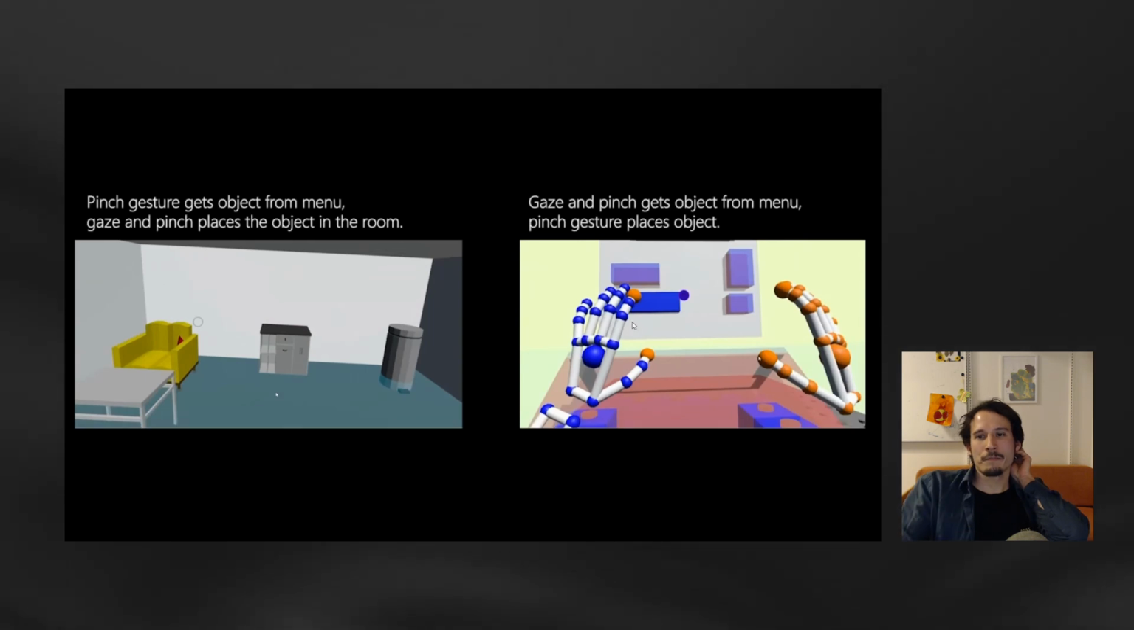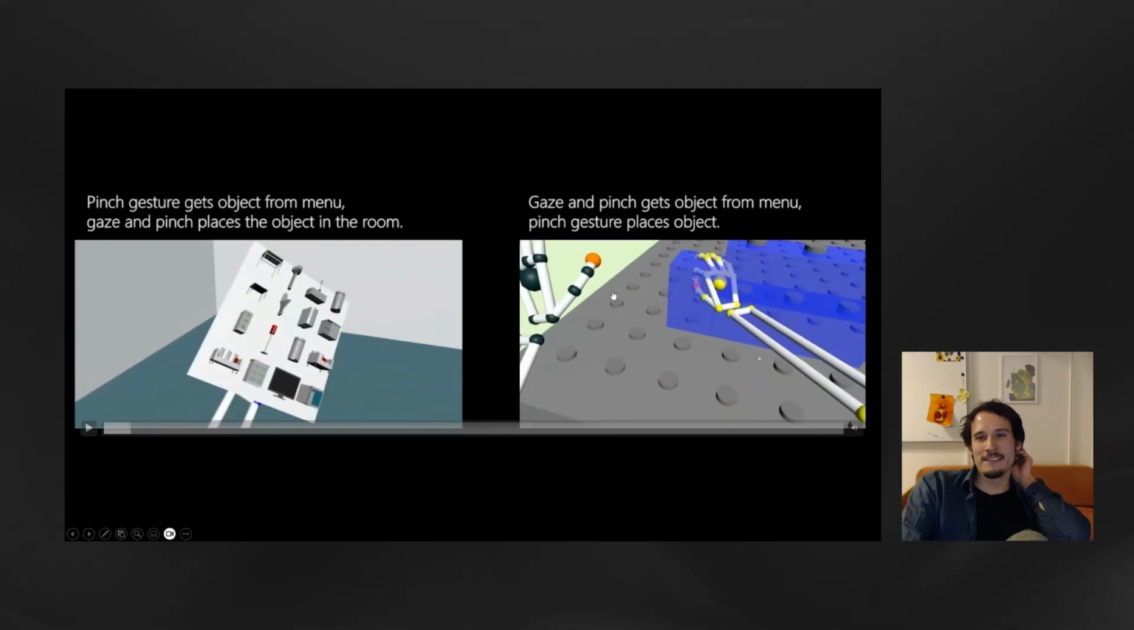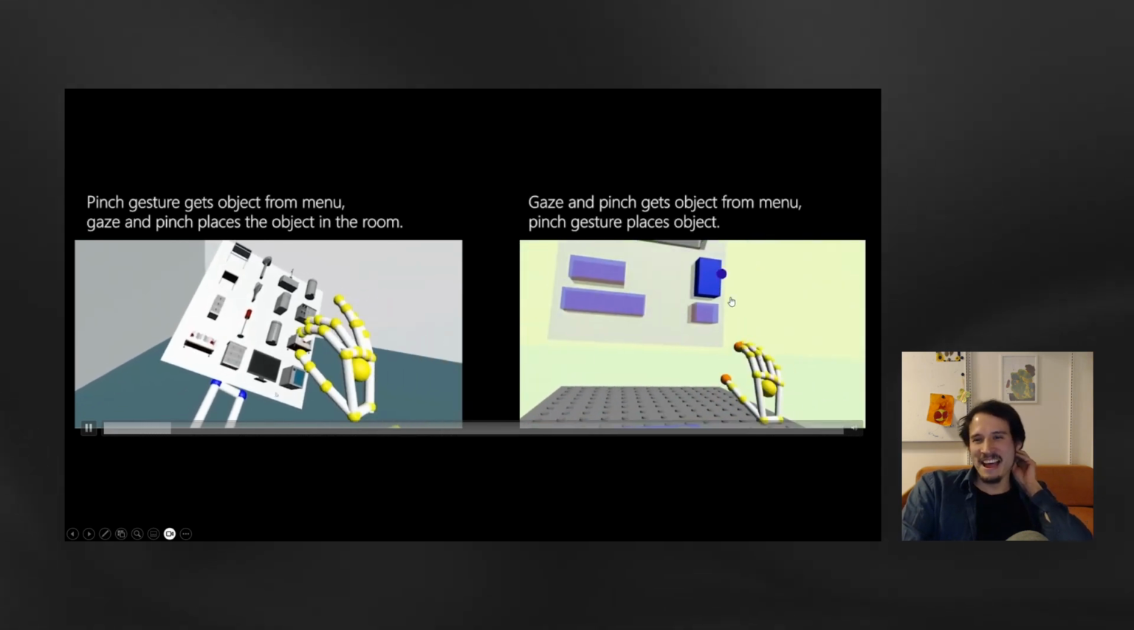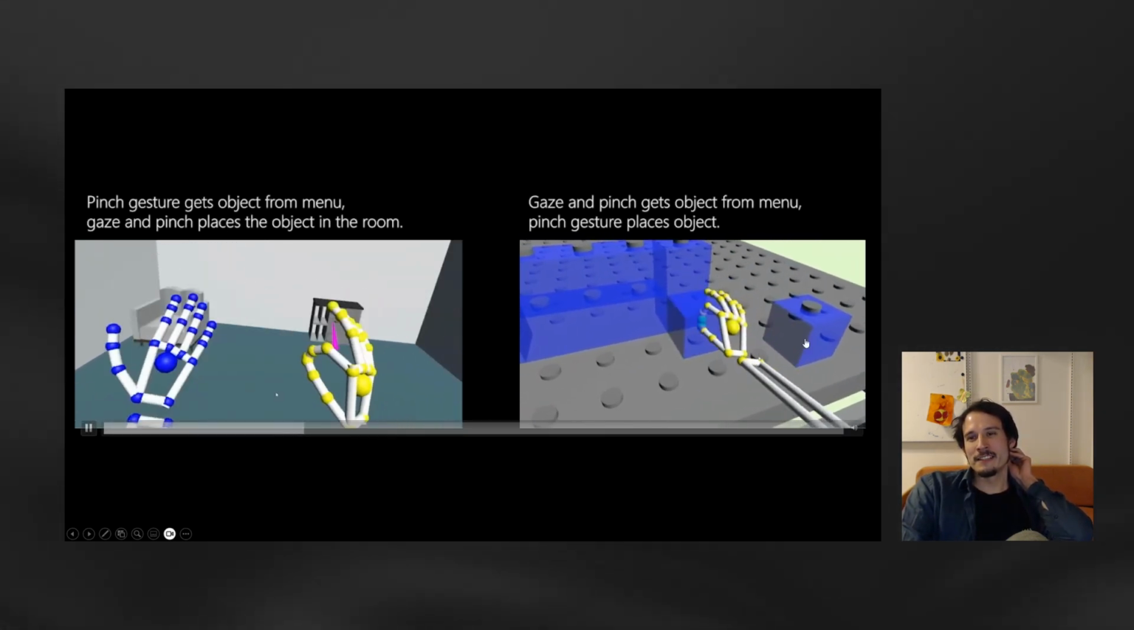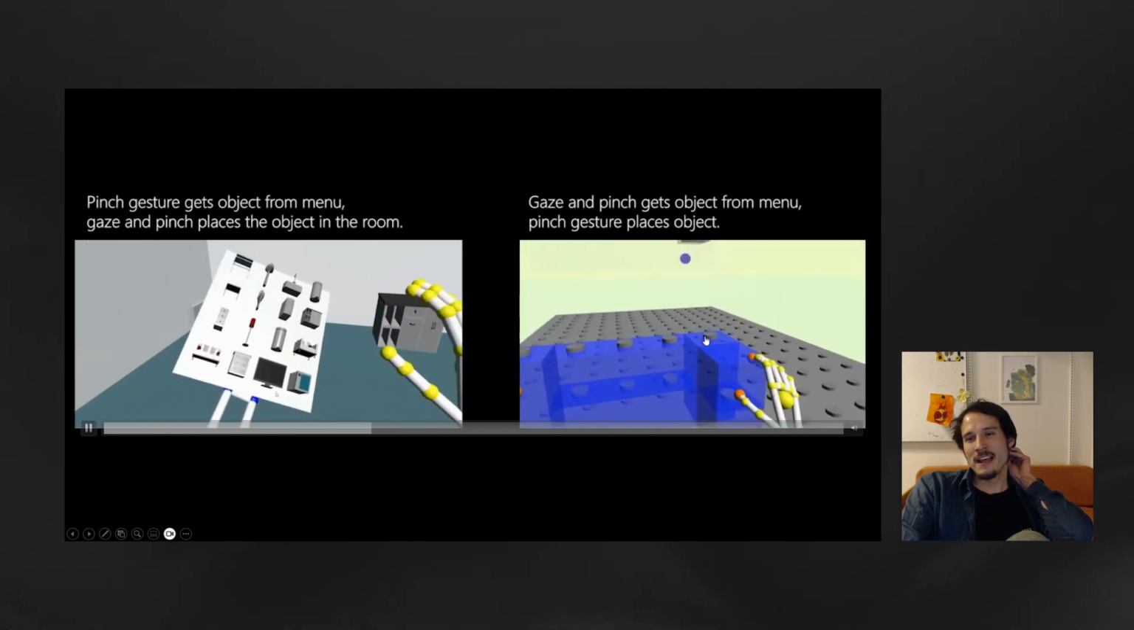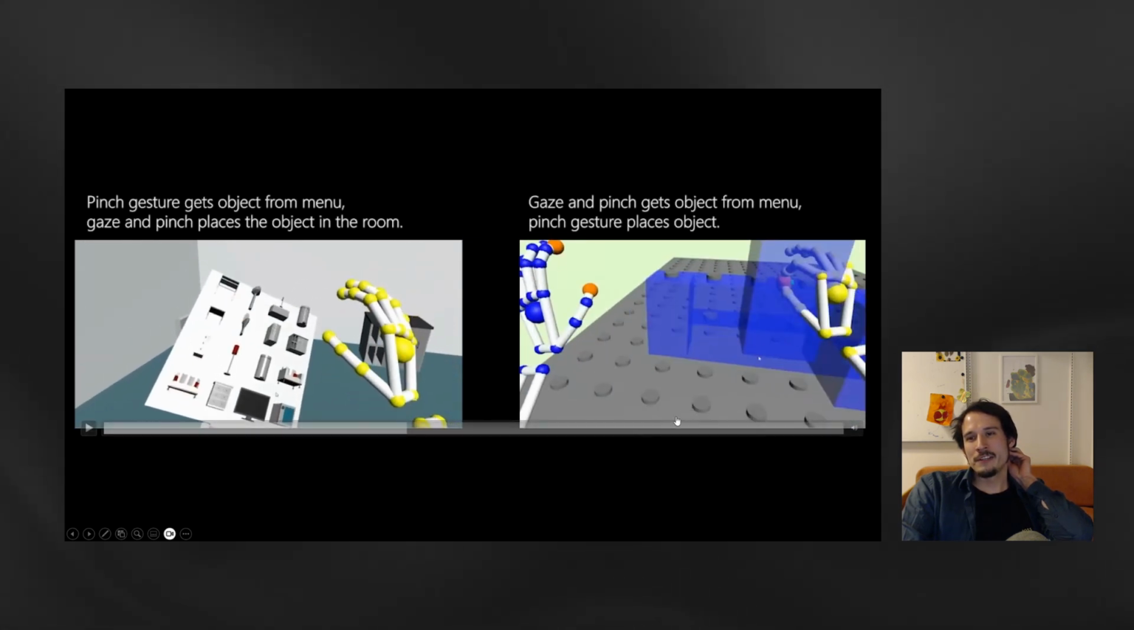Here you see the nice default models for hand tracking. What happens is there's a menu at the top, and if I want a new piece, I would look up, pinch.